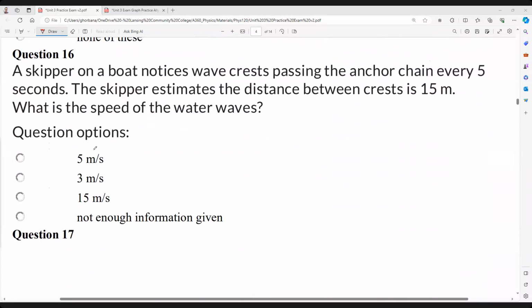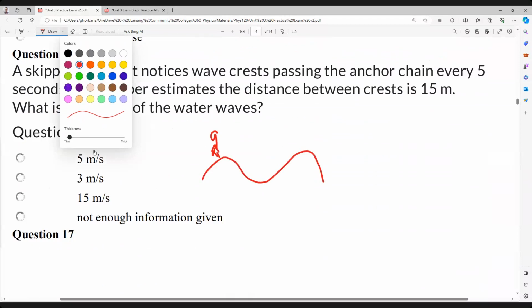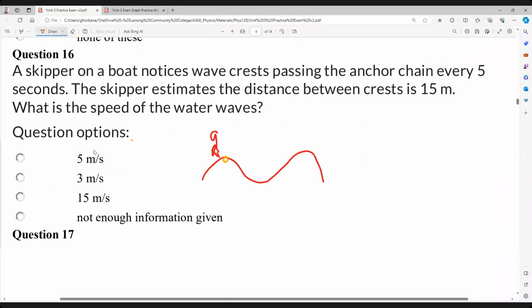A skipper on a boat noticed a wave crest passing the anchor chain every 5 seconds. Let's say this is a skipper, and then the wave crest. He is experiencing these two crests, the first one and the second one. Every how many seconds? 5 seconds. So the period is 5 seconds. That's it.